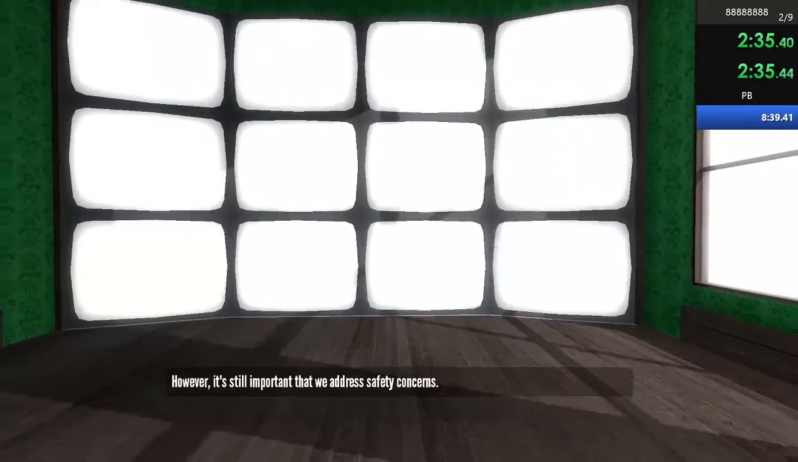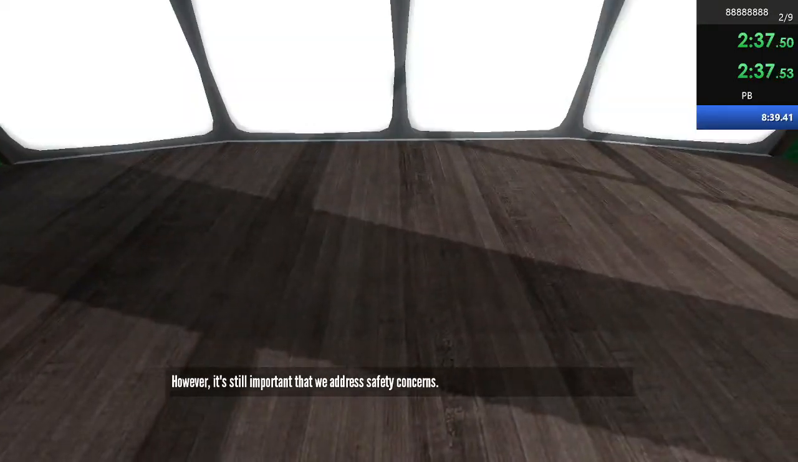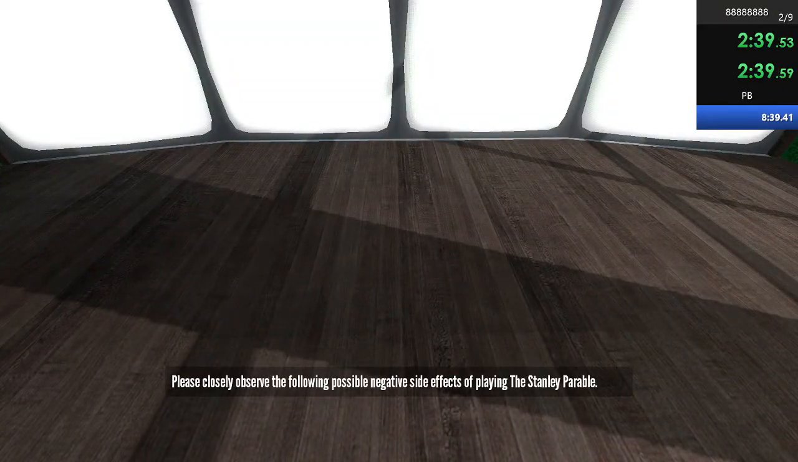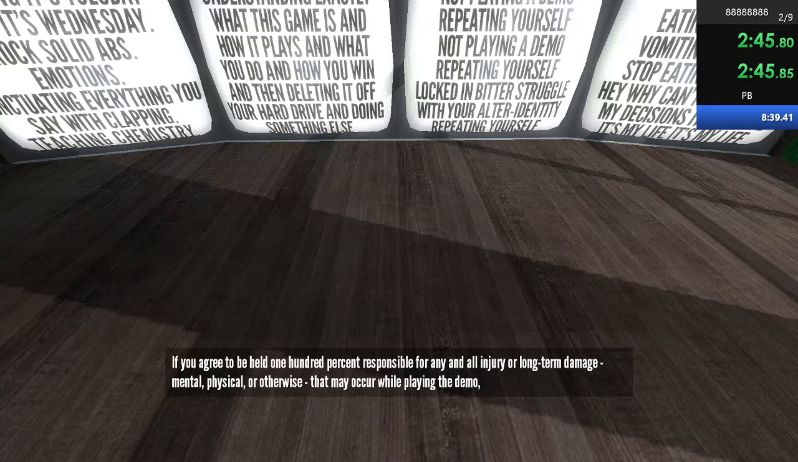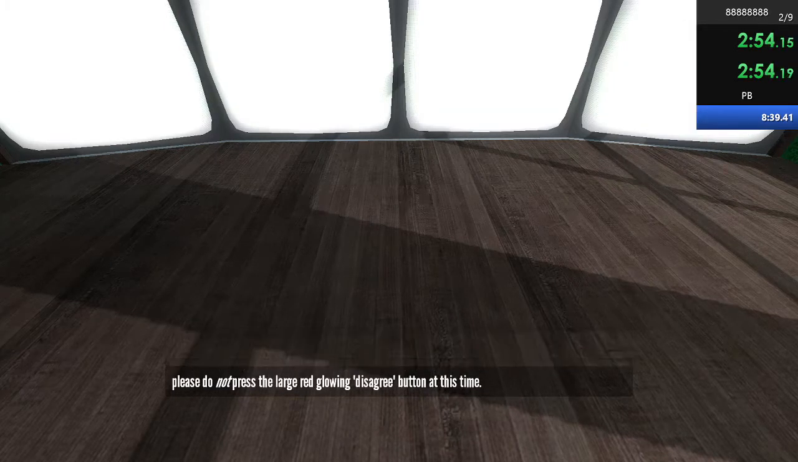However, it's still important that we address safety concerns. Please closely observe the following possible negative side effects of playing the Stanley Parable. If you agree to be held 100% responsible for any and all injury or long-term damage, mental, physical, or otherwise, that may occur while playing the demo, please do not press the large red glowing disagree button at this time. Nothing? No objections? You're quite sure about that?